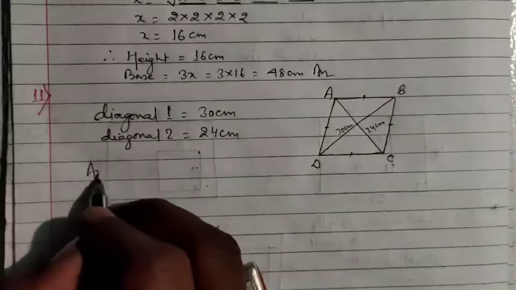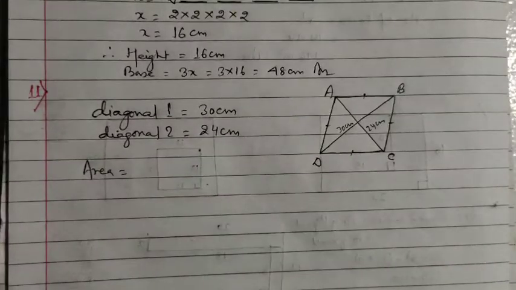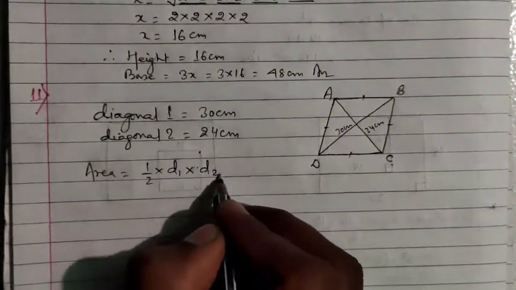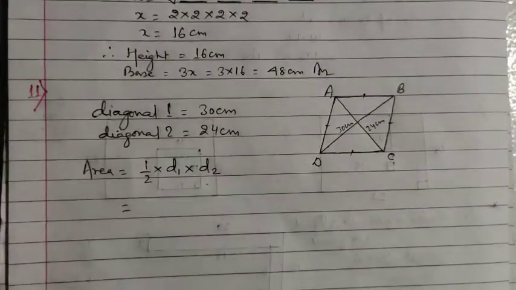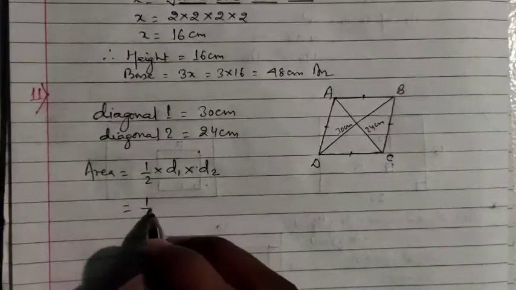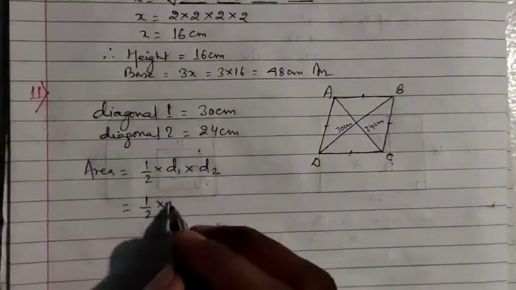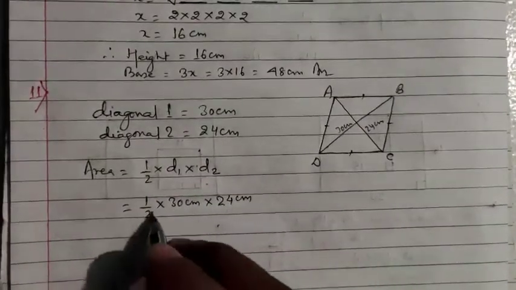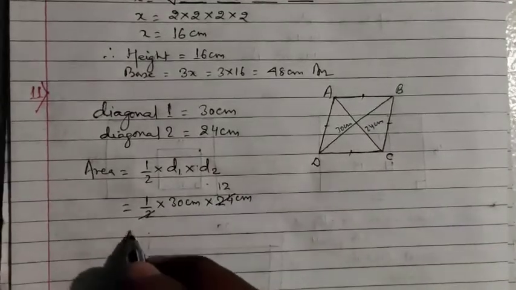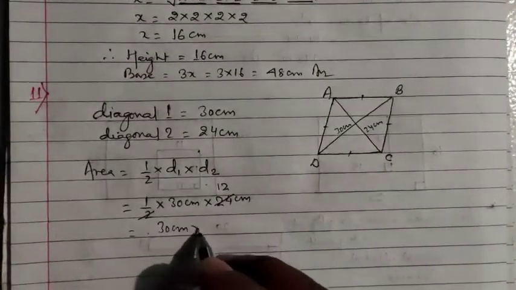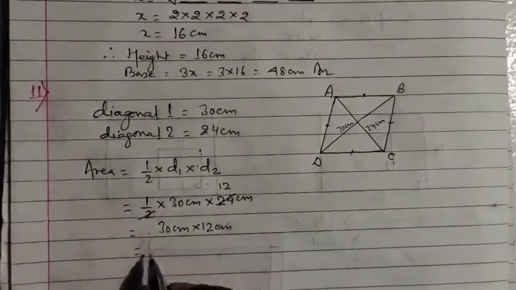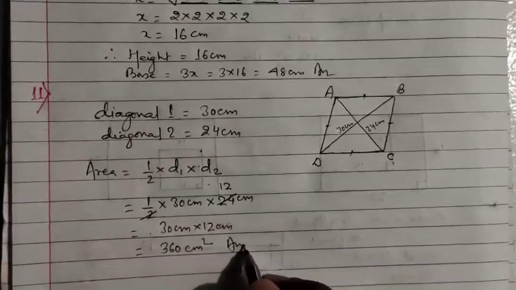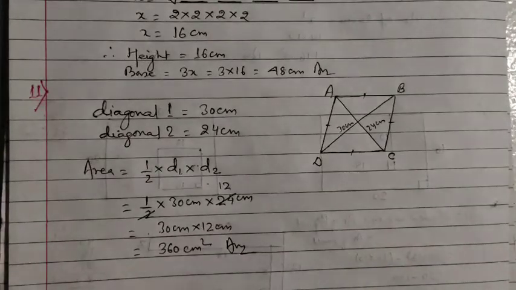The formula for calculating the area of rhombus will be half into diagonal 1 into diagonal 2, or we can say half into product of diagonals. We will put half into the value of diagonal 1, which is 30 centimeter, into the value of diagonal 2, which is 24 centimeter. 2 1 ja 2, 2 2 ja 4. It is 30 centimeter into 12 centimeter. 12 3 ja 36. It is 360 centimeter square. Hope that this question is also clear to you all.